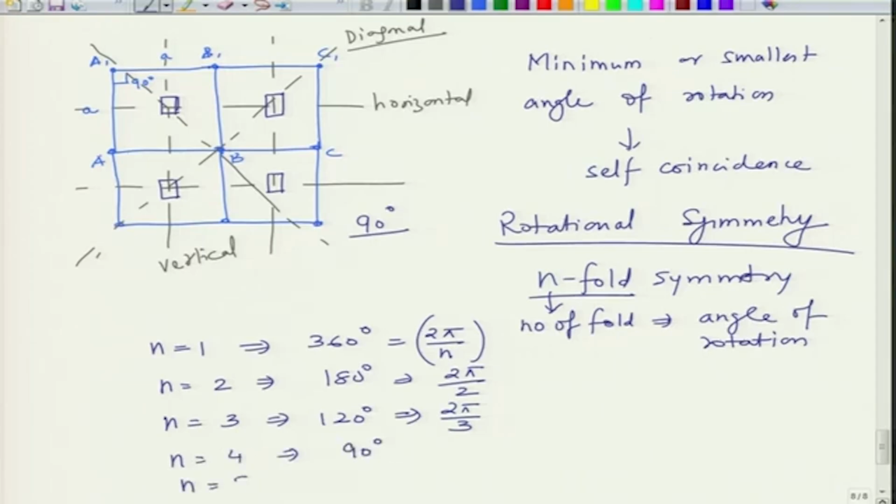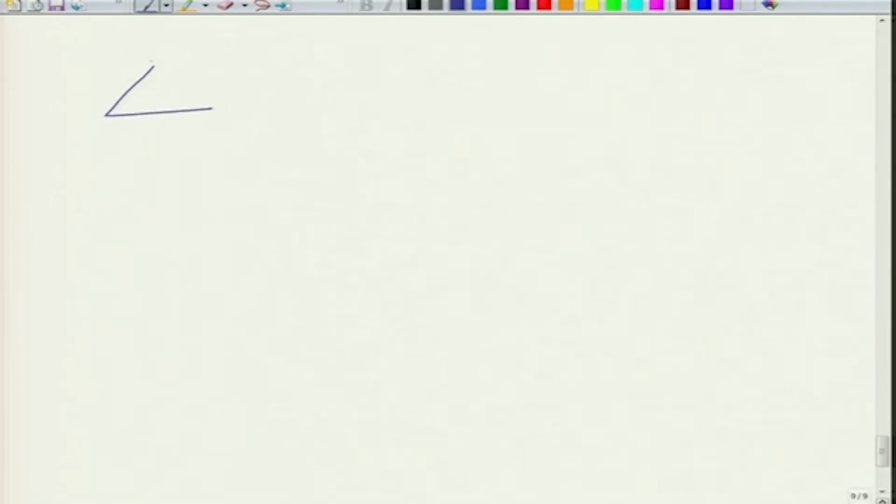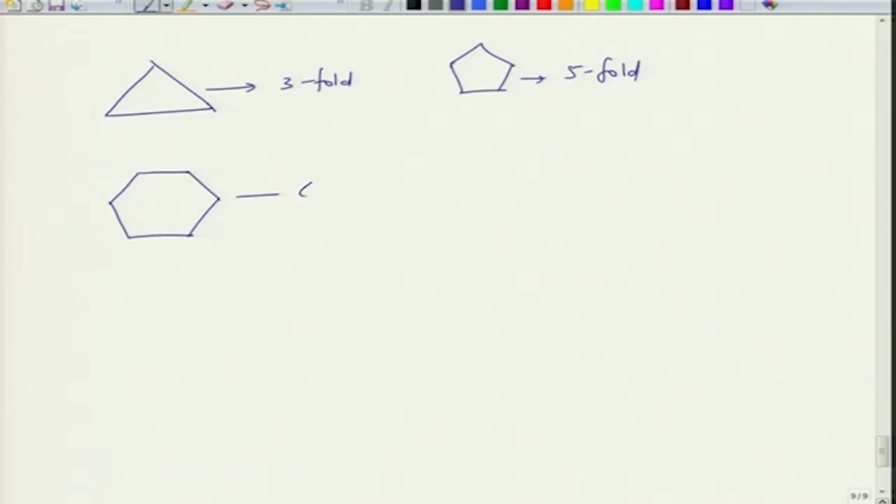N equal to 5 will mean 72 degrees, and n equal to 6 will mean 60 degrees. So various possibilities are there. For shapes like a triangle, anything triangular will have 3-fold, a pentagonal thing will have 5-fold, hexagonal things will have 6-fold, and rectangular objects will have 2-fold.